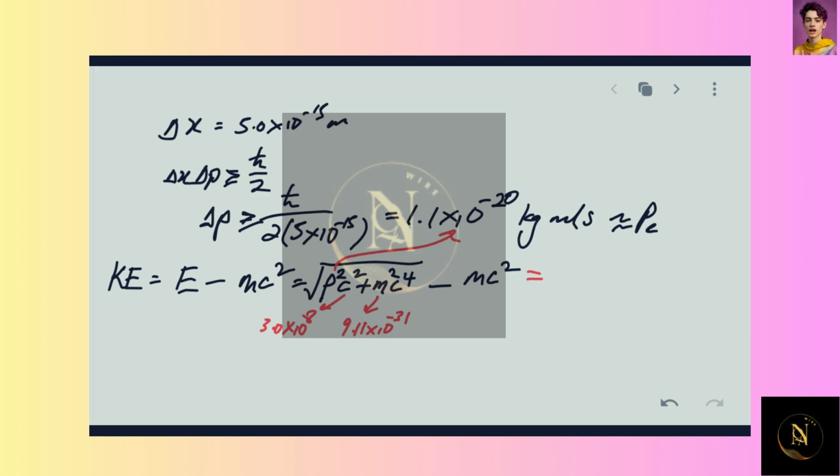Evaluating this in the calculator, we should get about 3.084 times 10 power minus 12 joules. Now, since we want it in terms of electron volts, we can divide this by 1.6 times 10 power minus 13 joules per MeV. So this will give us, in terms of MeV, just 19 MeV.